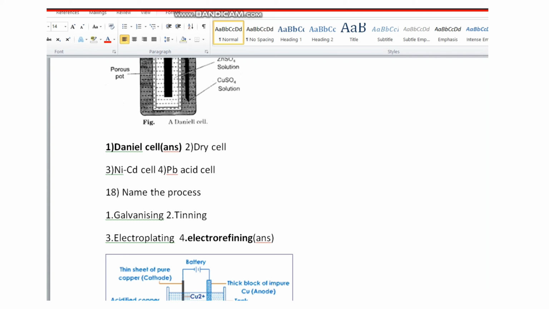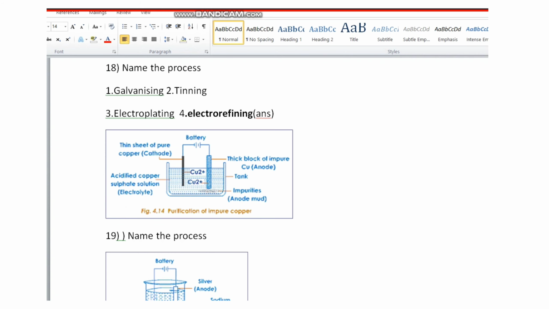Name the process. In this process, see the diagram. This is the copper anode. Impurities are collected at the bottom of the tank, and this is the cathode on which pure copper is collected. It is the electro-refining method, that is purification of copper or purification of blister copper.